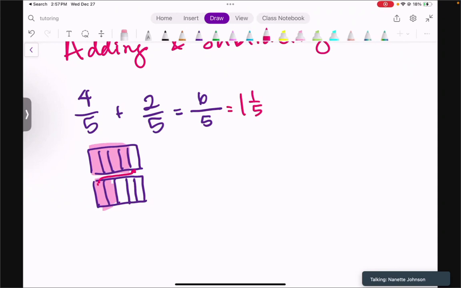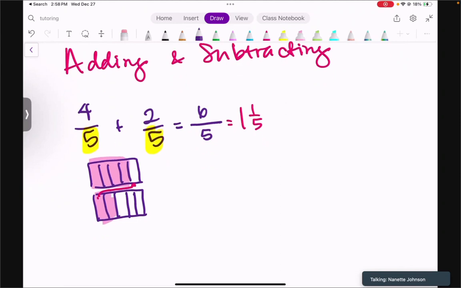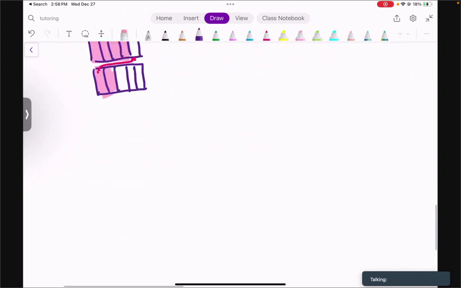So that's the same whether I'm adding or subtracting, okay? They have to have the same denominator. If they don't have the same denominator, that's where our work really begins. So let's start off with, let's do like a 2/3 minus 1/6. Okay. So let's look at that really quick.